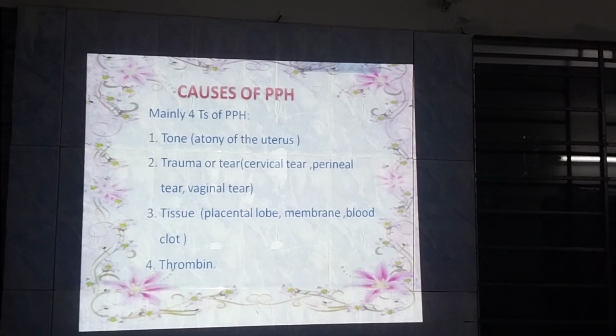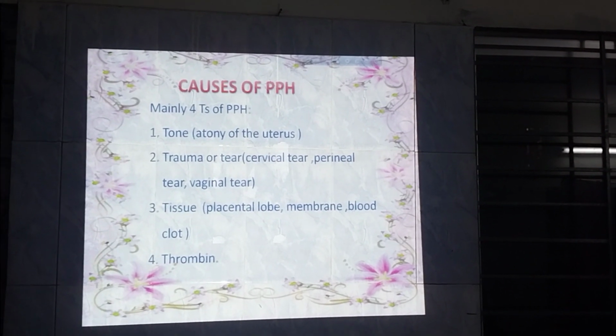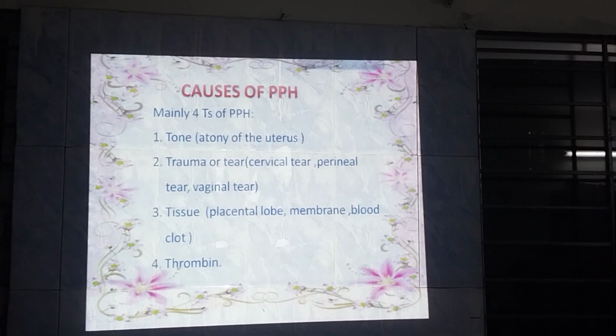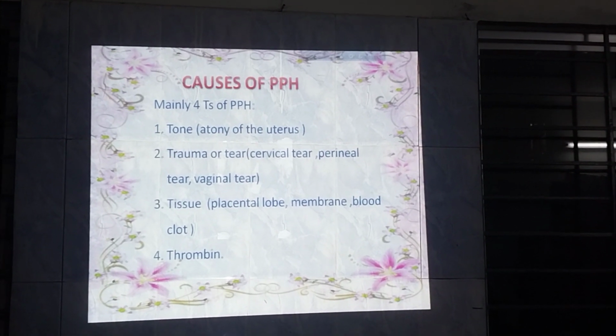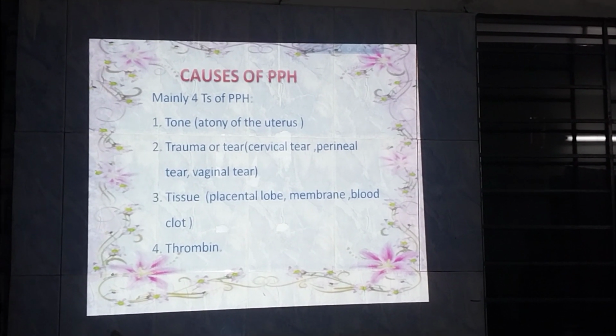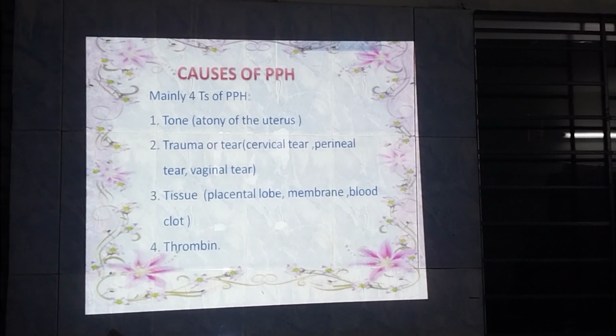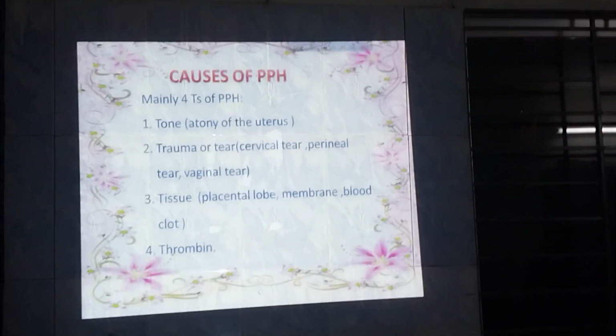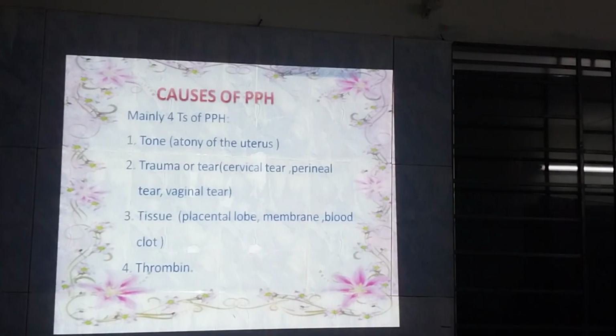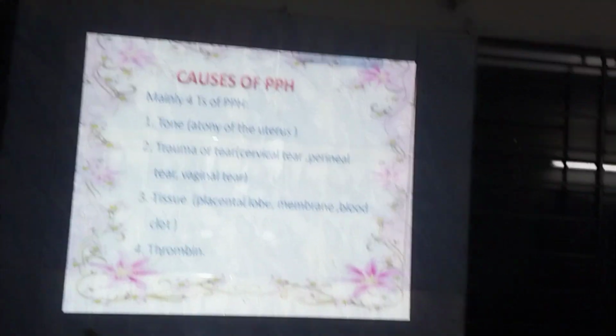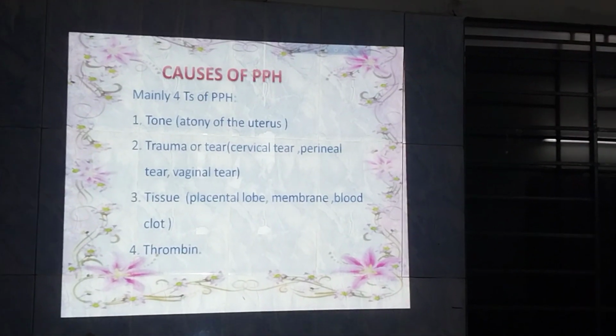Causes of PPH: mainly four types of causes of PPH. Tone: atony of the uterus. Trauma or tear: cervical tear, perineal tear, vaginal tear. Tissue: placental lobe, placental membrane, blood clot. Thrombin.